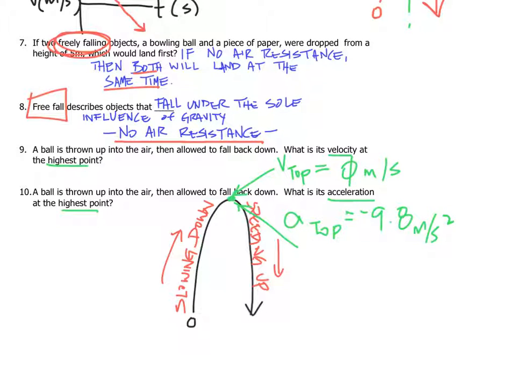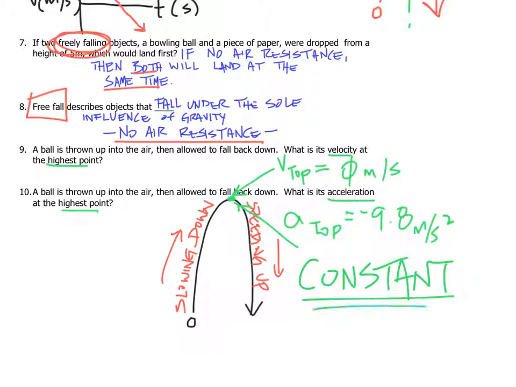Meters per second squared. Okay, this is a constant. The acceleration of gravity is a constant. It does not change. It is negative 9.8 no matter where you are along this pathway. You could be at the bottom being held in the hand. You could be halfway up, at the top, halfway down, or at the bottom again. The acceleration of that object will always be negative 9.8. This is a constant. It does not change.